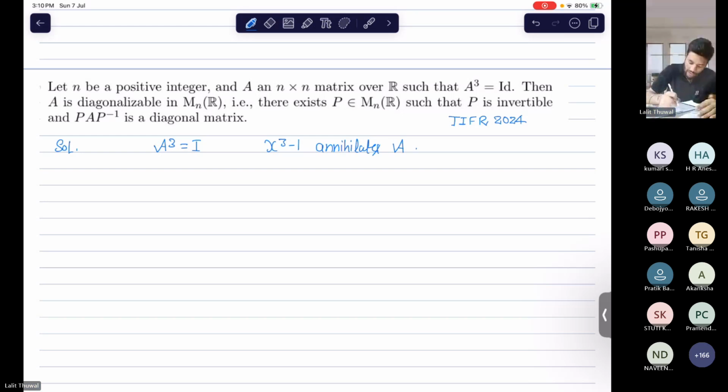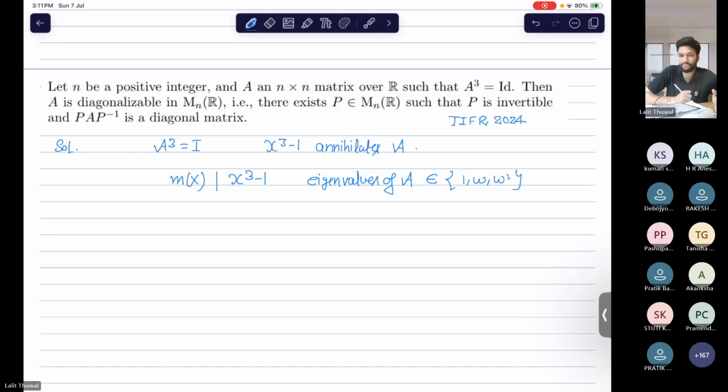Let me tell you. So the minimal polynomial of A would divide x cube minus 1, so the eigenvalues of A are among 1, omega, omega square, right? So if you construct a matrix which satisfies A cube equal to I and whose eigenvalues lie outside the field, I mean whose eigenvalues are also omega and omega square, then your matrix is not diagonalizable over R.